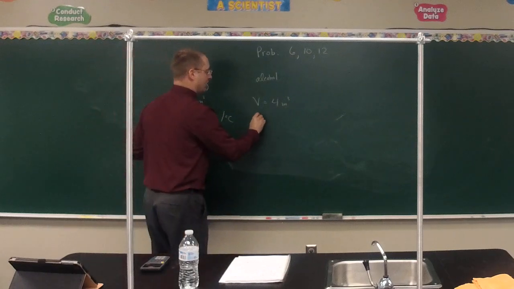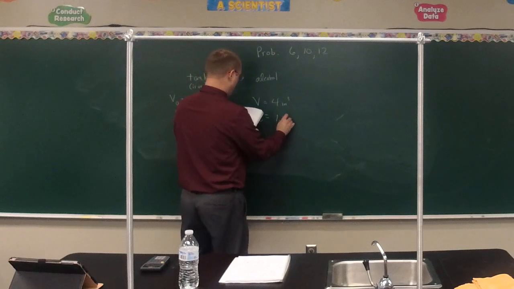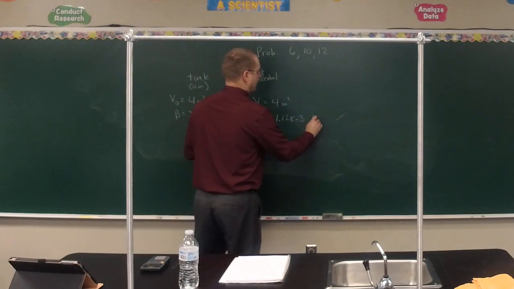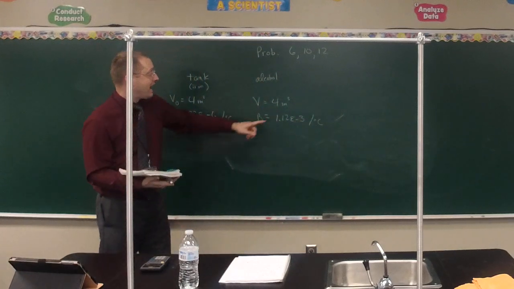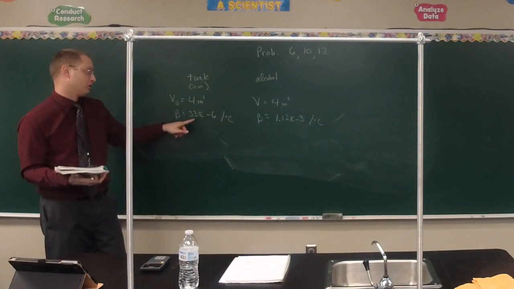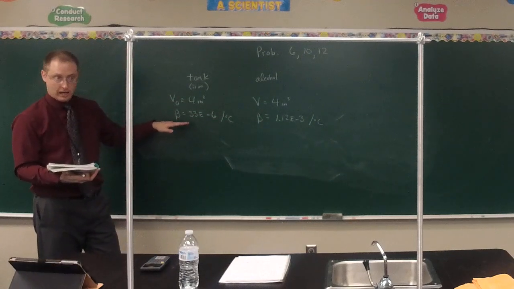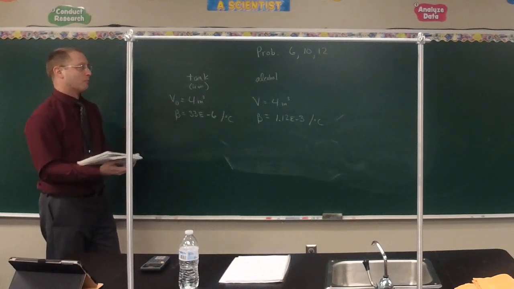It tells us that alcohol has a volume expansion of 1.12e negative 3 per degree Celsius. By the way, notice alcohol is a much higher value. E negative 3 is 1,000 times, really in this case, 33,000 times larger than this value, correct? So the alcohol is going to expand a lot more rapidly.